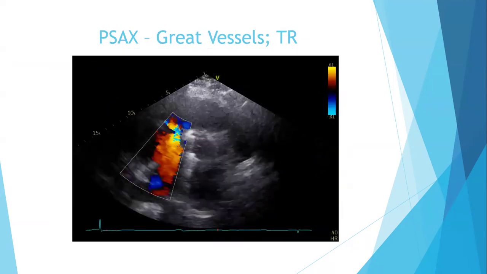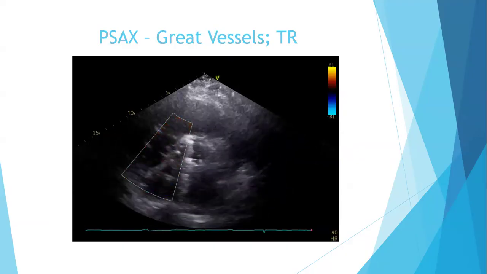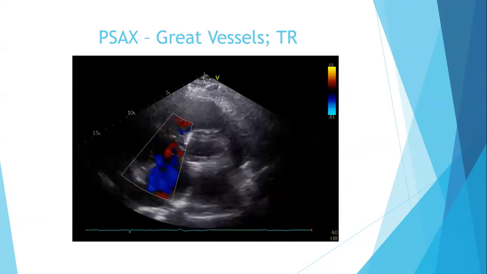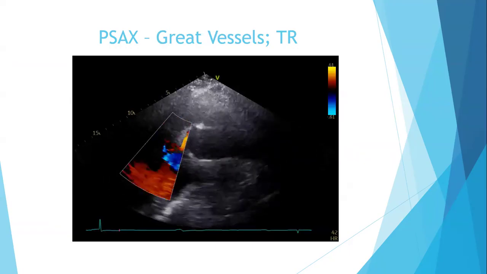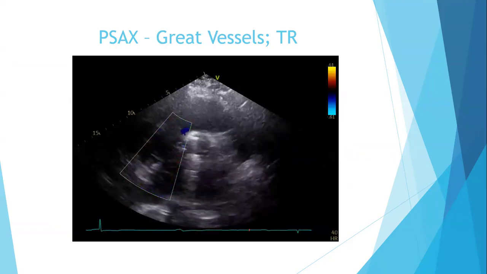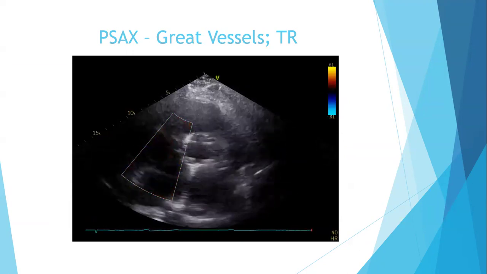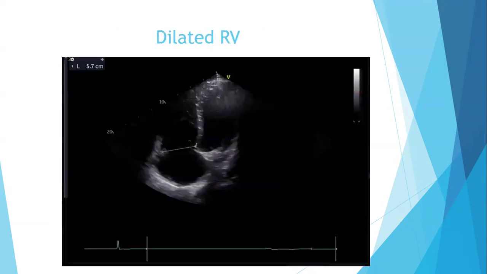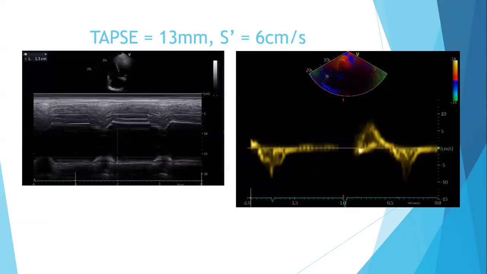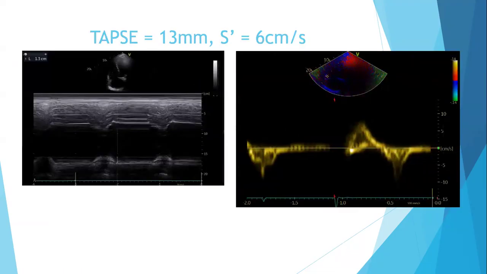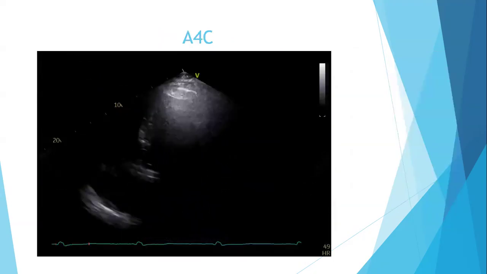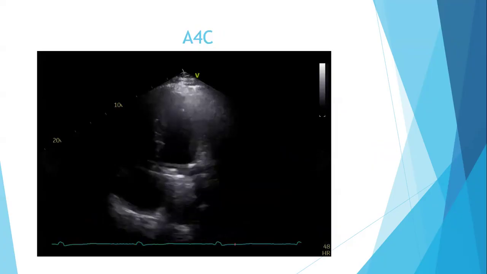This is the parasternal short axis view over the great vessels, showing severe tricuspid regurg into the right atrium. Here we can see that there's a dilated RV measuring 57 millimeters in diameter, for which the functions were assessed, showing a 13 millimeter TAPSE and a 6 centimeter per second S prime, denoting that we have an impaired dilated right side. This is the apical four-chamber view.